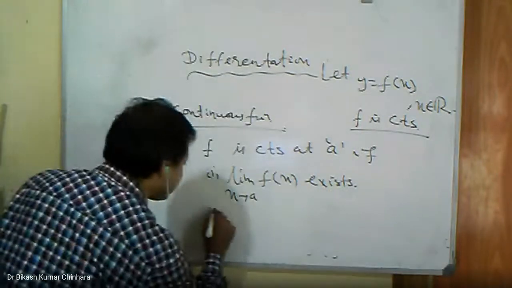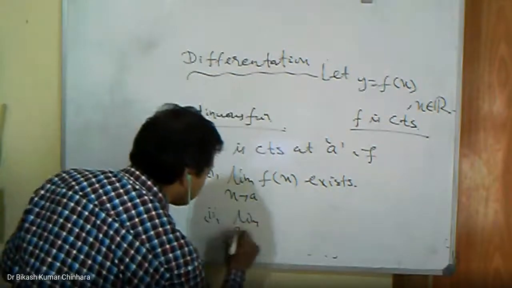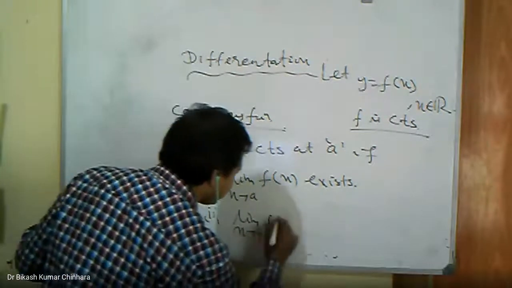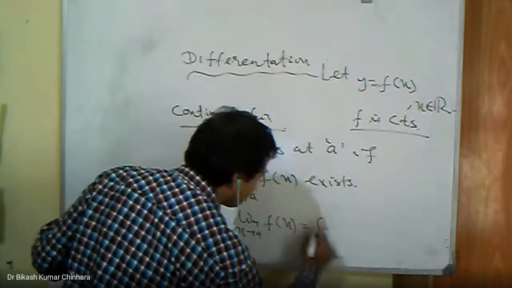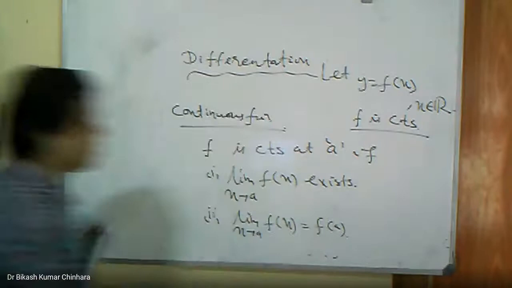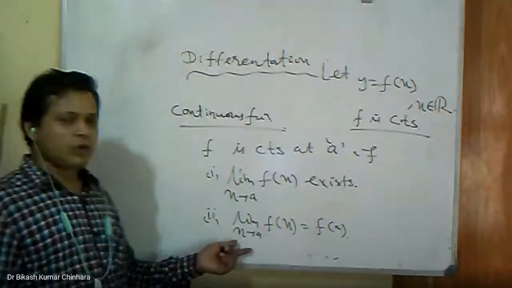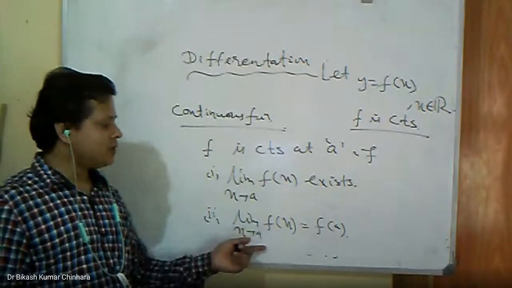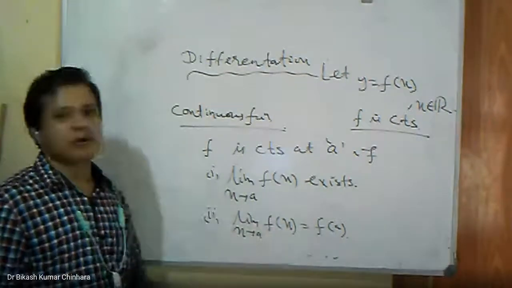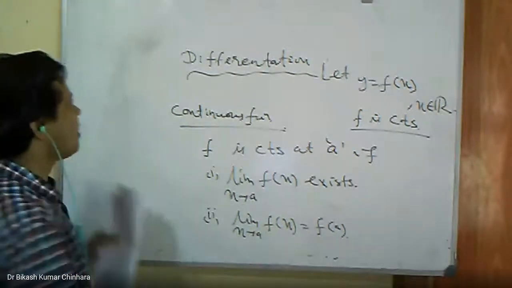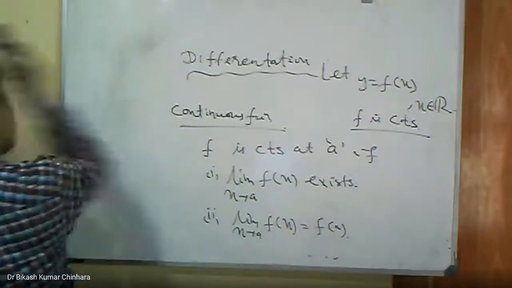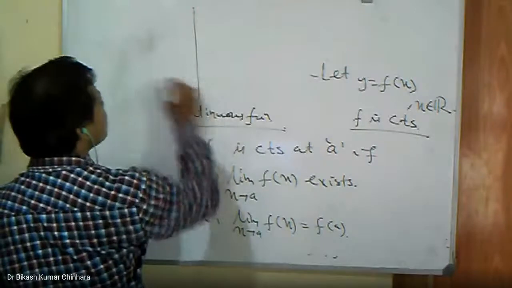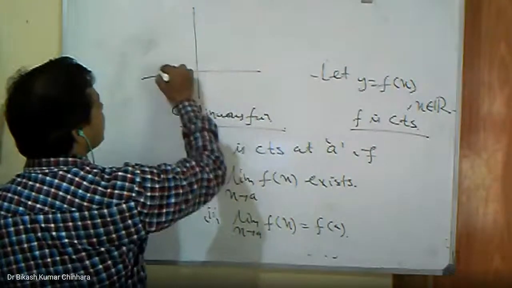Second bit, limit x tends to a, f of x is equal to f of a. That means if the functional value at a is equal to the limiting value at a, then I will say that the function is continuous. Geometrically, what do you mean by a continuous function? Geometrically, it says that you can plot this graph without lifting the pen.